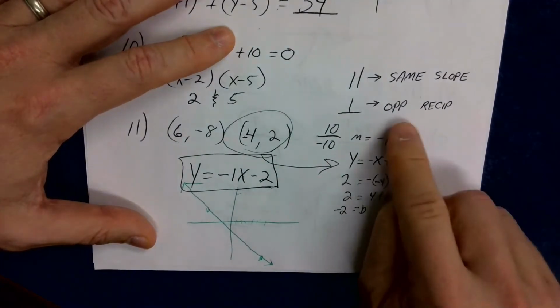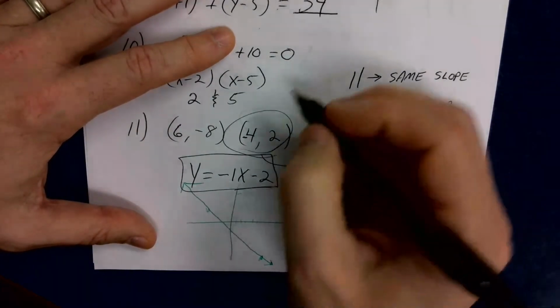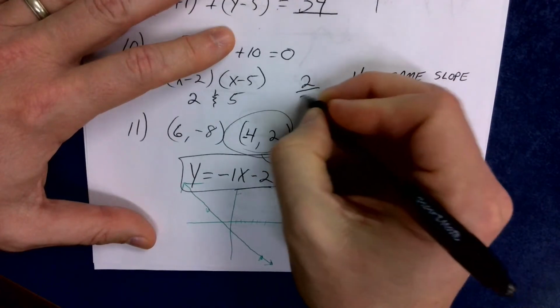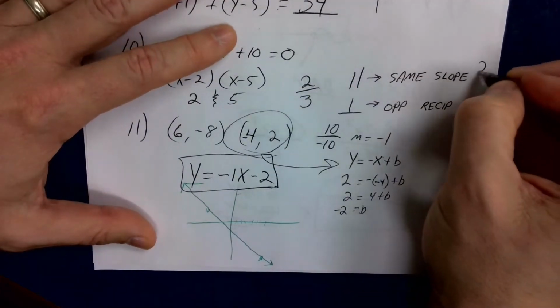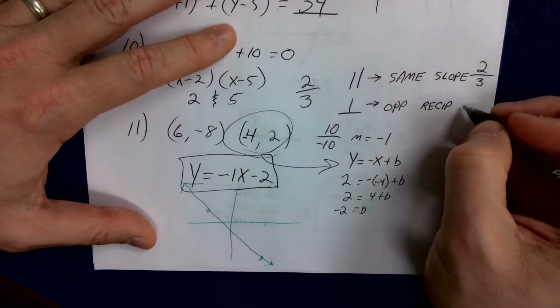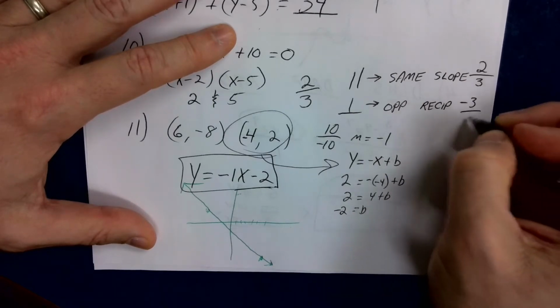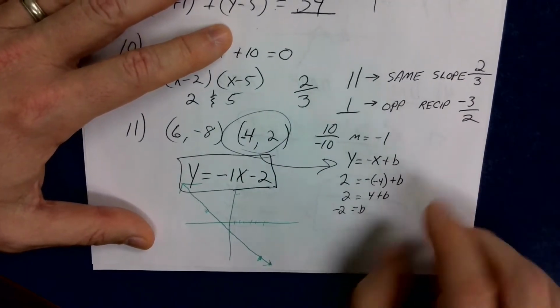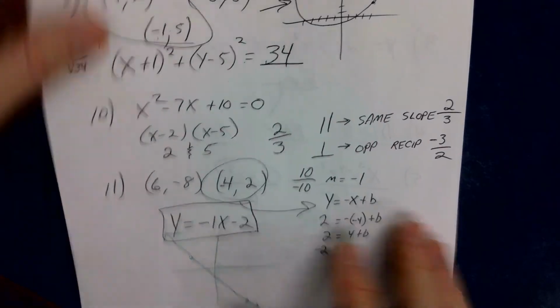Just to give you an instance, let's say my original line had a slope of 2/3, then the parallel line would have a slope of 2/3, and the perpendicular line would have a slope of negative 3/2. Okay. So what else we got?